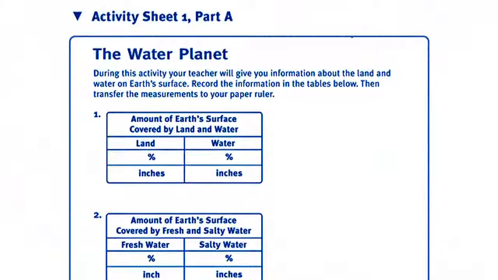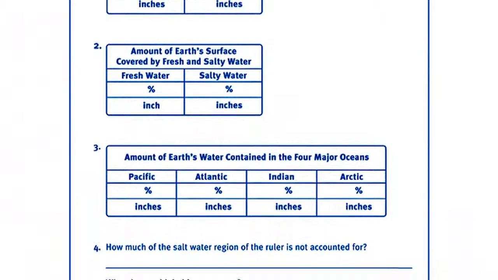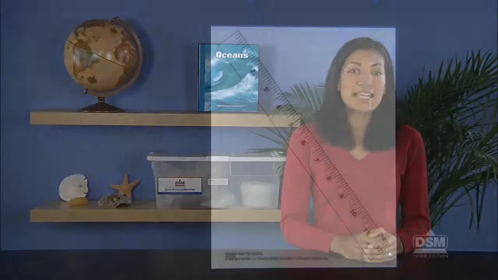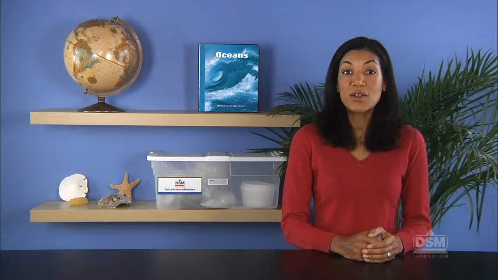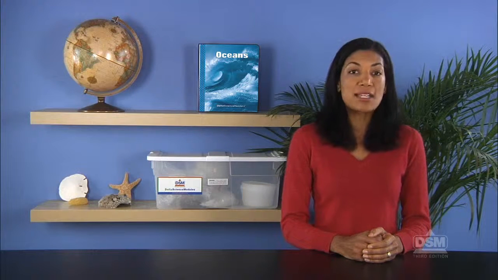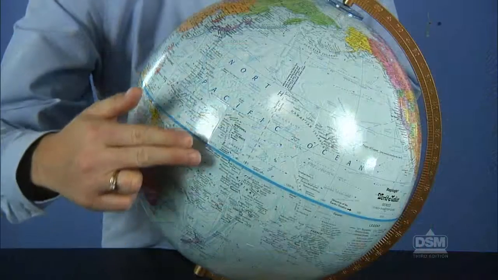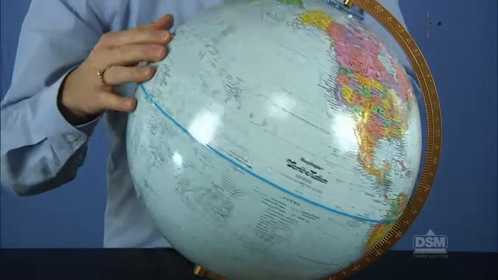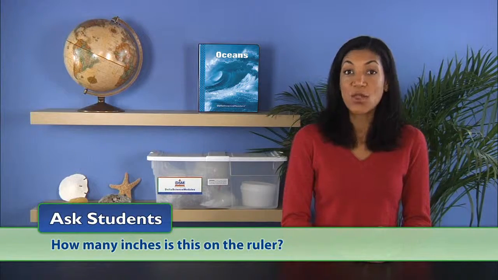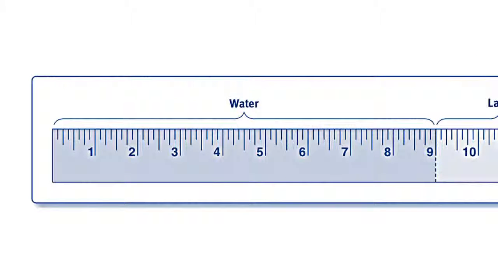Distribute copies of Activity Sheet 1, Part A, and the standard ruler. Explain to the class that the entire length of the ruler, 12 inches, represents the surface area of Earth. Remind students that approximately 3/4, or 75%, of Earth's surface is covered by water. Then ask, how many inches is this on the ruler? Help students calculate that 3/4 of 12 inches is 9 inches.